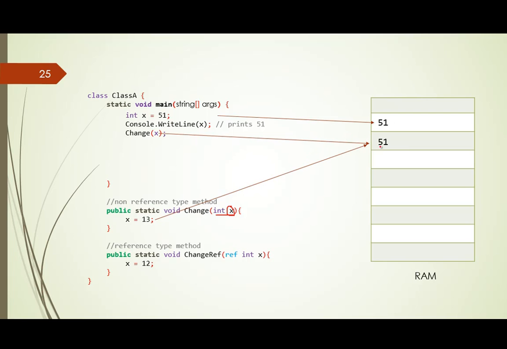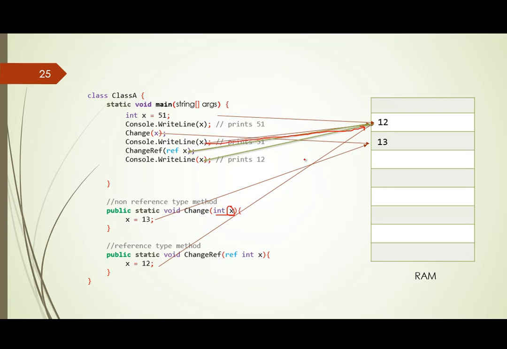But when you change it, it changes in that copied location. So when you get back, you really don't get back the location that you were pointing to previously. So you really print the 51. And if you pass it to a reference type function, this time it really passes the reference, and when you change it, you really change it here. So when you print it, you'll get the 12 there. That's how reference types work. So if you really don't get it, mail me, I will try to help.